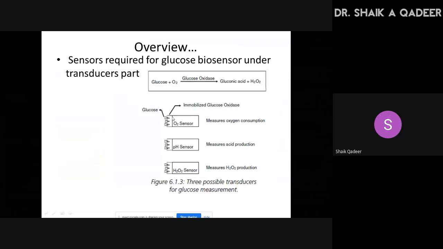The bioreceptor used in this particular case is glucose oxidase. Oxygen is available in the environment, so that is automatically getting mixed, but we need to measure how much is getting mixed, and also calculate the acidic content and the H2O2 content. So this is the brief story about the principle of glucose biosensor.